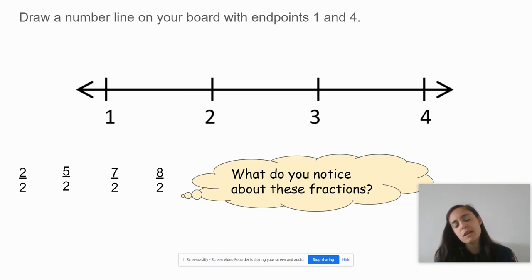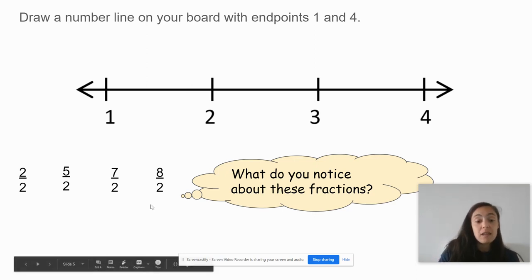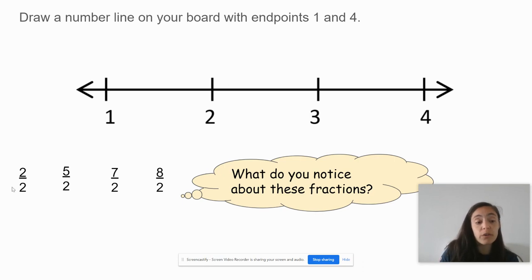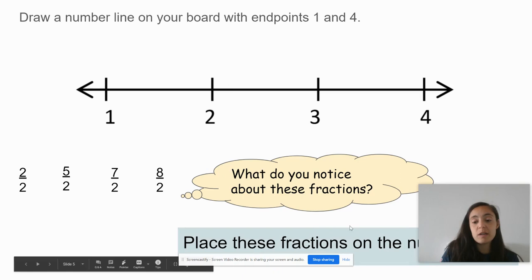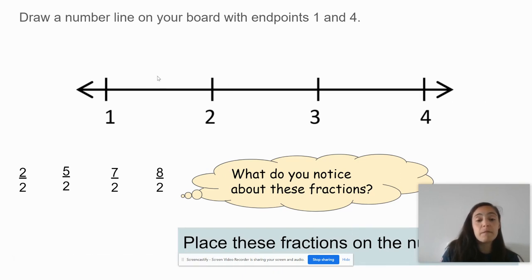Take a moment, think, pause the video. You'll notice that they all have halves as a denominator, and they are greater than 1 whole. So we know that two halves is 1 whole, because I have 2 parts out of my 2 pieces. So now we need to place the fractions on the number line. So I have my number line here. Think about first breaking this number line into halves. So I would draw my lines and then place them there. So I know 2 halves is the same as 1 whole.